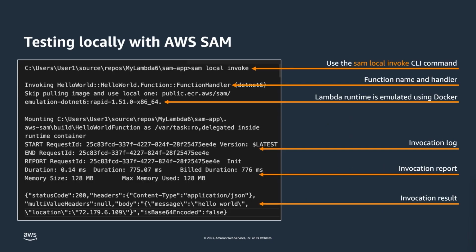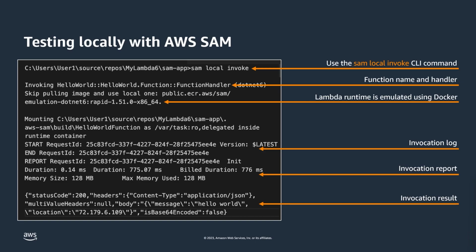So here is a typical workflow of testing locally with AWS SAM. At the top level, we have SAM local invoke, and what that's going to do is specify our function name and handler. It's going to specify the Lambda runtime that's emulated using Docker, so it creates a containerized version of the entire Lambda environment with your application in it.